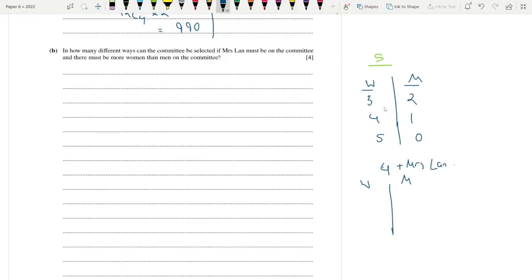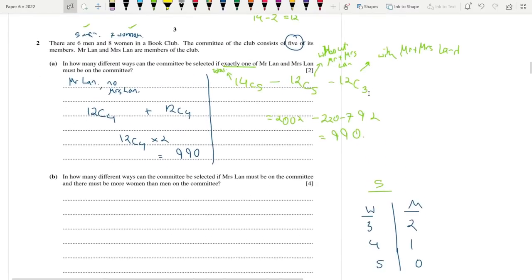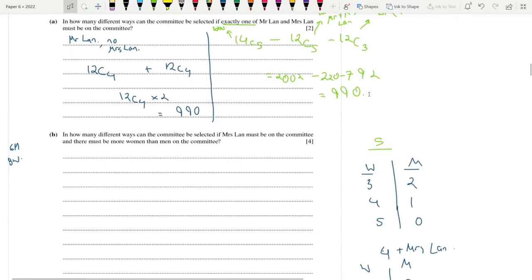We've already taken one woman. Now we can choose from the others. So it can be 4 women and 0 men, or 3 women and 1 man, or 2 women and 2 men. But women are the majority because we still have Mrs. Land, right? Okay, so in total we had 6 men and 8 women, right? Out of which I've taken Mrs. Land already. So we have 6 men and 7 women.